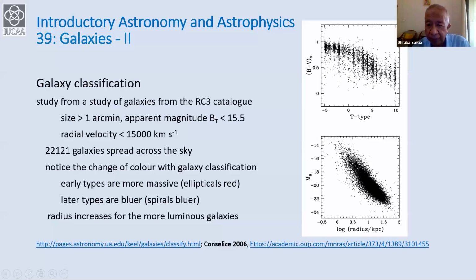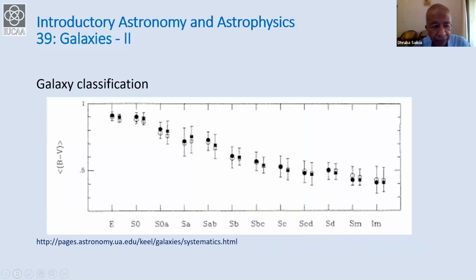Now, this plot shows you that the luminosity is increasing this way, the radius is increasing this way. The most luminous galaxies are the largest. This is what it is observationally telling you, that the radius increases for the most luminous galaxies. These are just properties of the galaxies themselves. This particular figure is from Bill Keel's course, which is a nice course to look at for galaxies.